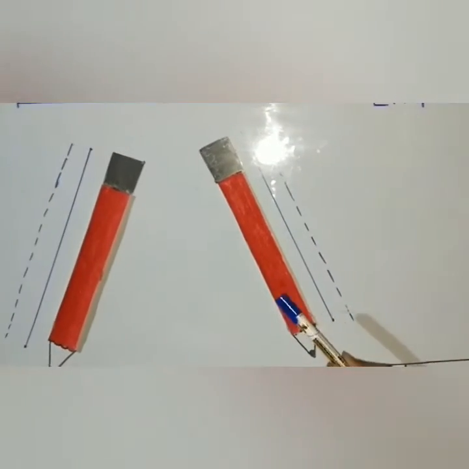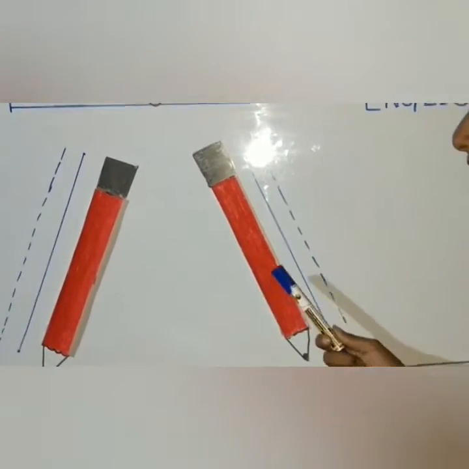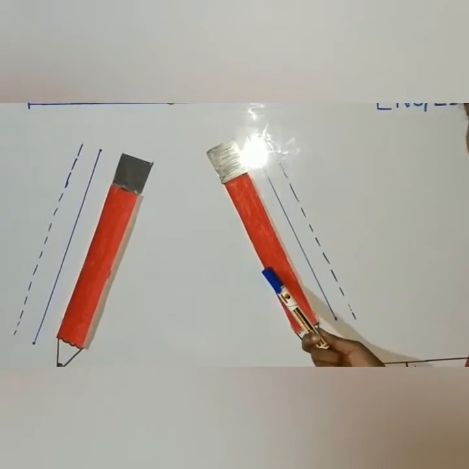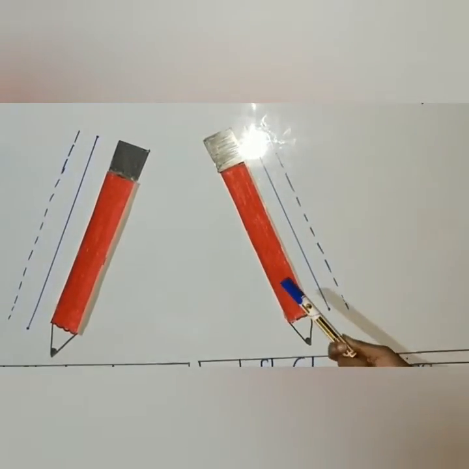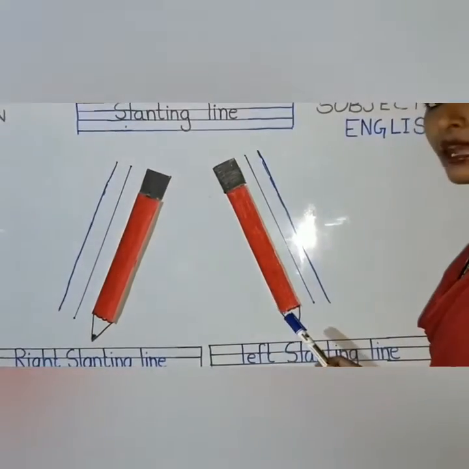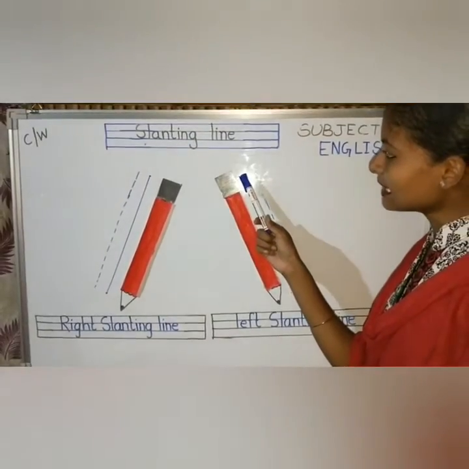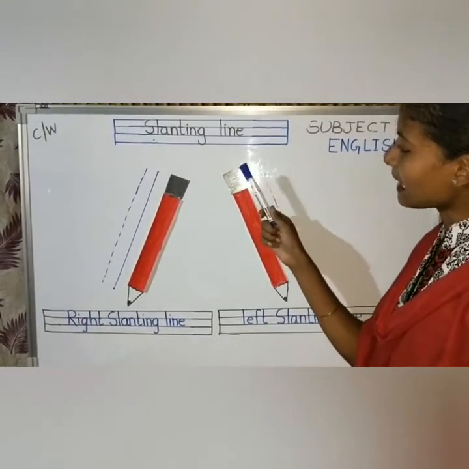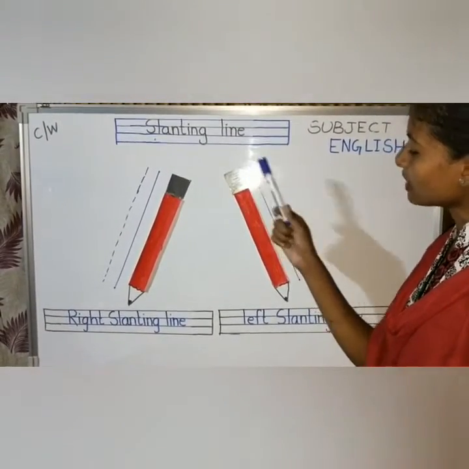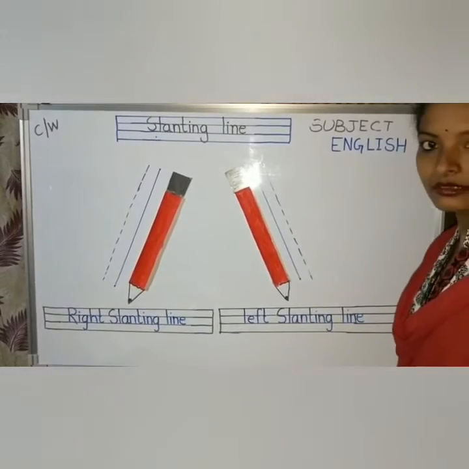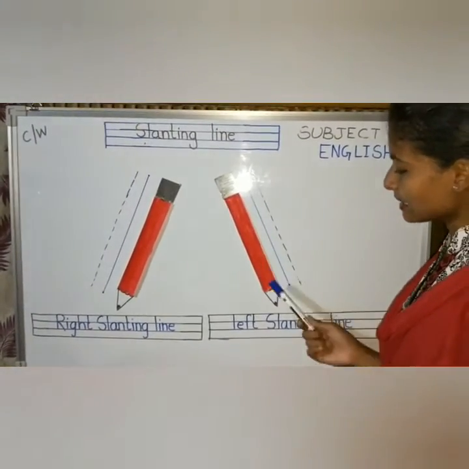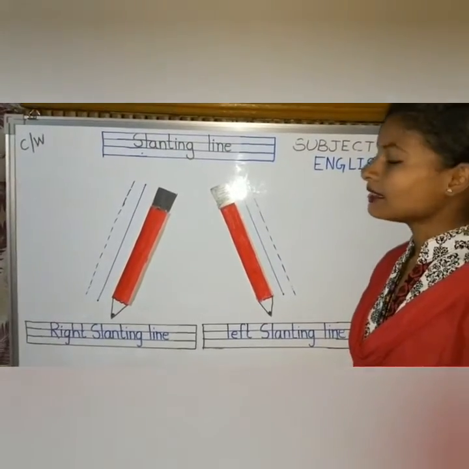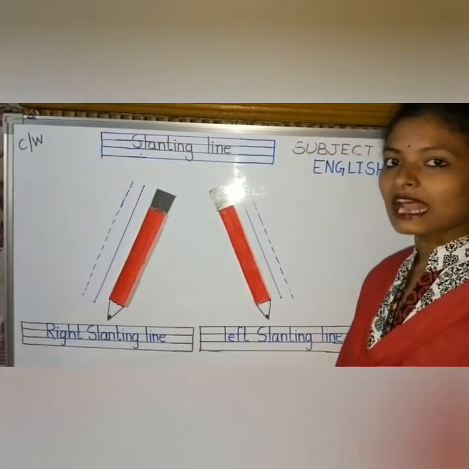What is this? This is also a pencil, but this pencil is a little bit different from this. This pencil is a left slanting line. That line which is little bent towards left, goes from upward to downward position. Okay children? This slanting line is called a left slanting line. This is all about a slanting line.